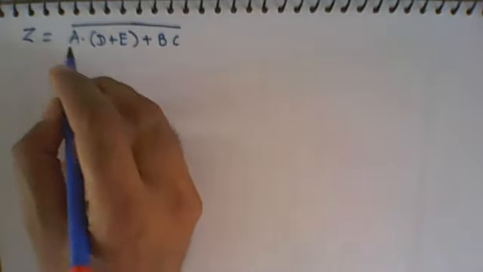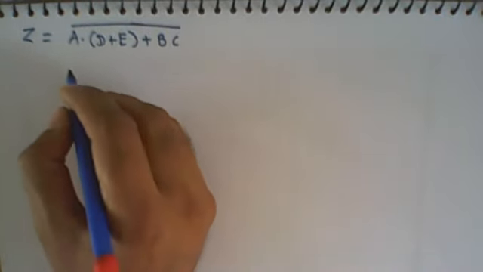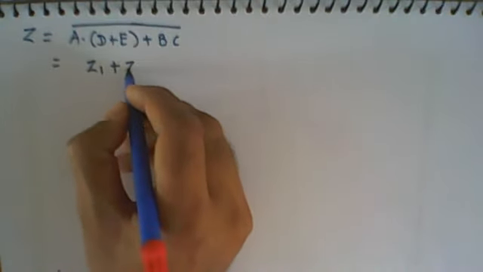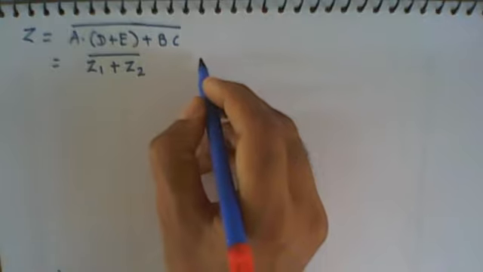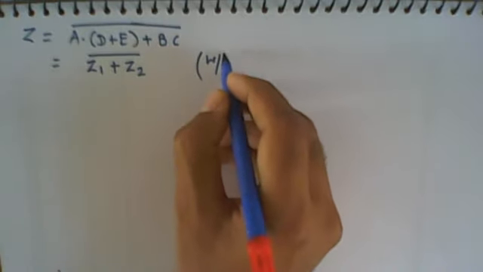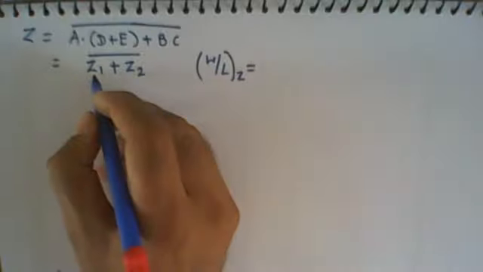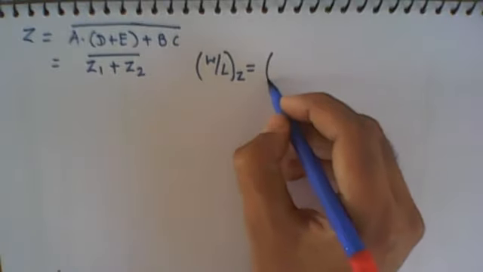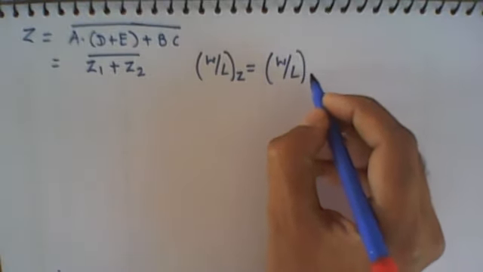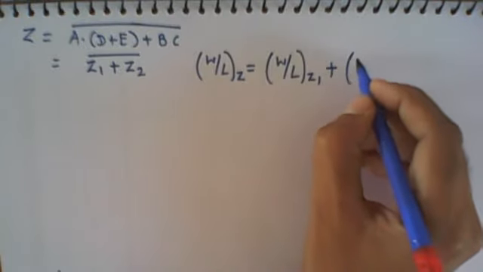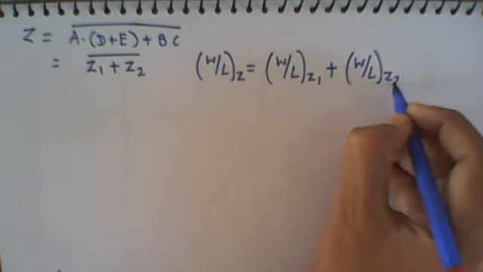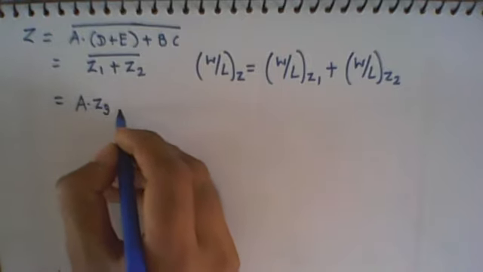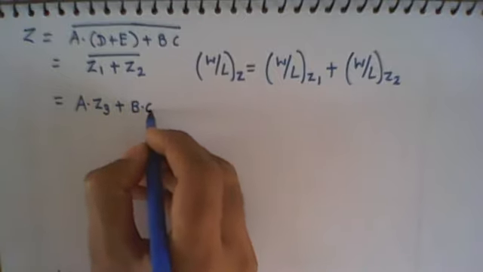So for the equivalent W upon L, let me say this is Z1 plus Z2. So what is the equivalent W upon L of Z? Z1 and Z2 are in addition, so both are connected in parallel, so its W upon L is an addition: the W upon L of Z1 plus the W upon L of Z2. Now we know Z1 is equal to A into Z3 and Z2 is equal to B into C.